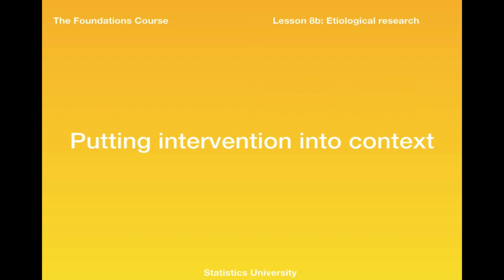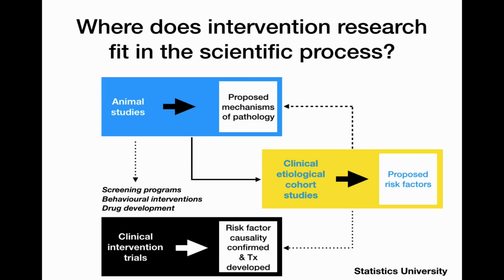Let's start by putting intervention into the right context. I've already shown you this diagram where proposed mechanisms of pathology are uncovered in animal studies, and usually they first have to be confirmed in clinical etiological cohort studies, but sometimes they go straight to clinical intervention trials if there's a target, for example, drug development. And in clinical intervention trials, the efficacy and safety of a therapy needs to be established.